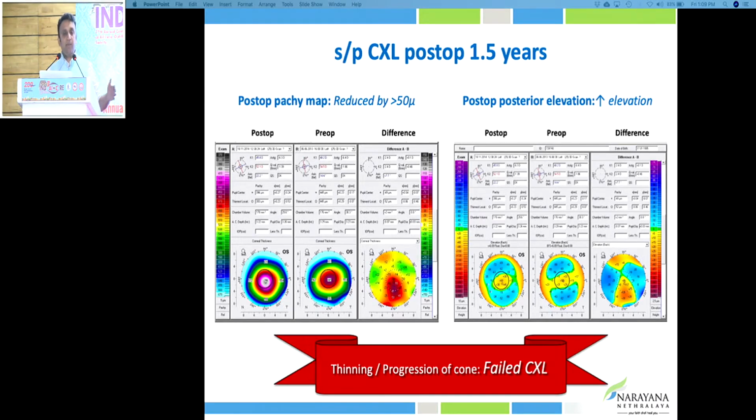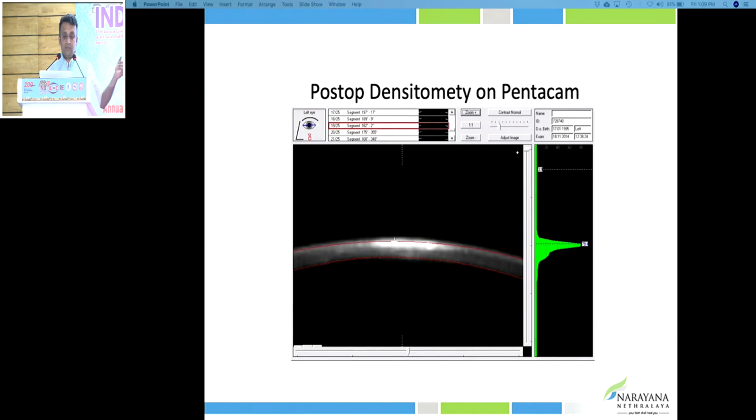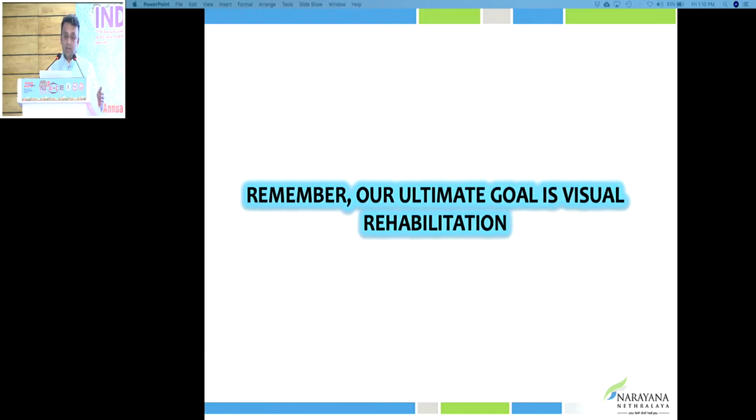Now how does this happen? The anterior surface shows successful cross-linking, but the pachymetry and posterior elevation show failed cross-linking. Well, that's where densitometry comes into the picture. Always look at the raw data on your Pentacam and see exactly how much the densitometry is. When the densitometry values are very high, the reliability of pachymetry as well as posterior elevation can be very poor. So what do we learn from here? That in advanced cross-linking or wherever we have haze, your pachymetry on Pentacam may not be very reliable.